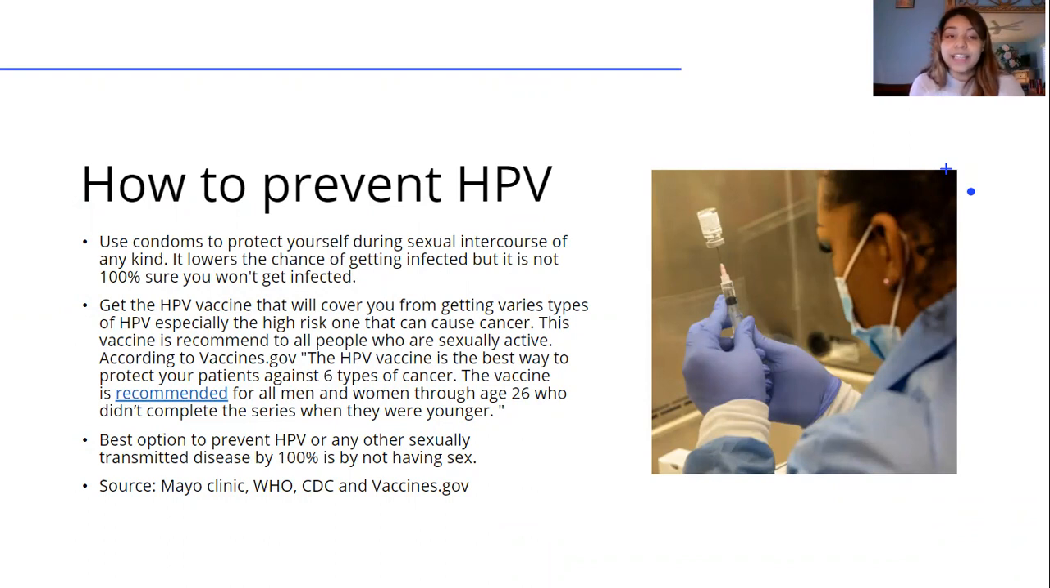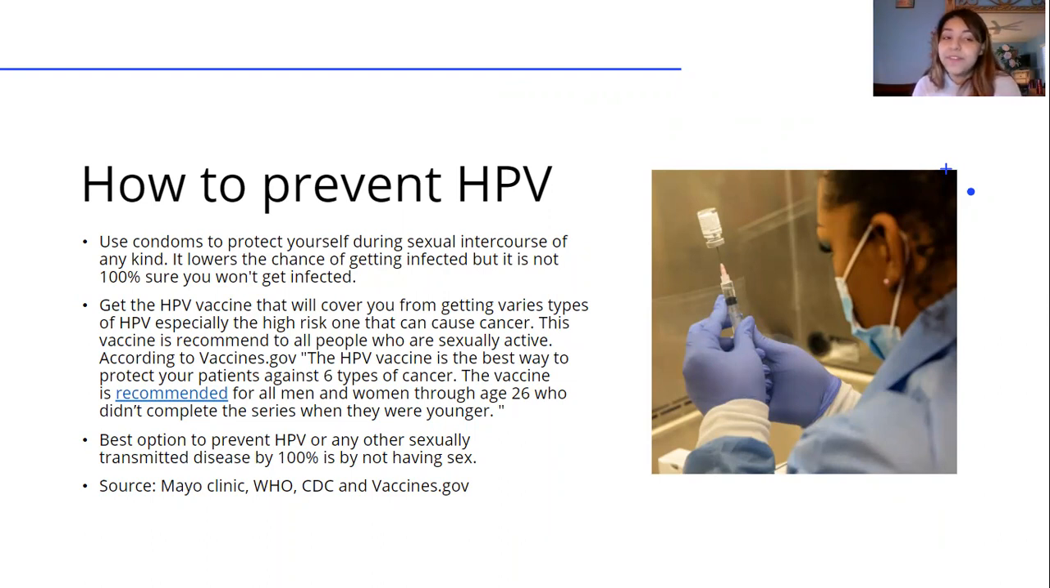So the safest way to prevent getting HPV would be getting vaccinated. HPV has a vaccine. You can get a vaccine that can help you get rid of the risks of getting cancer. According to vaccines.gov, the HPV vaccine is the best way to protect your patients against 6 different types of cancer. The vaccine is recommended for all men and women through age 26 who didn't complete the series of getting it when they were younger.